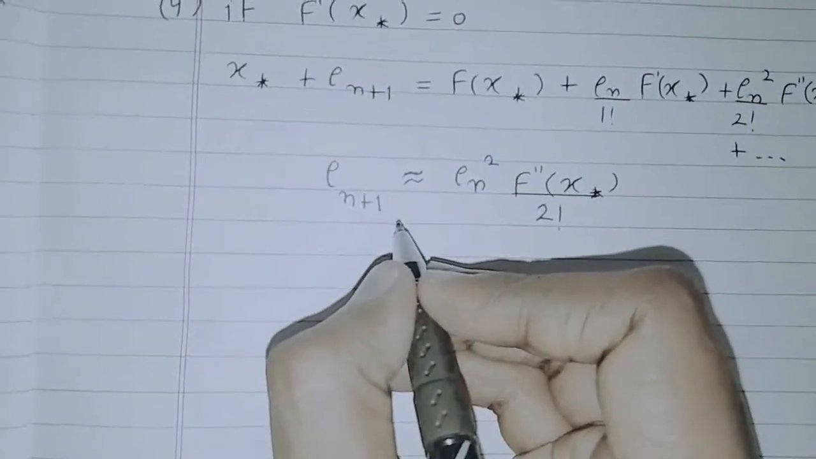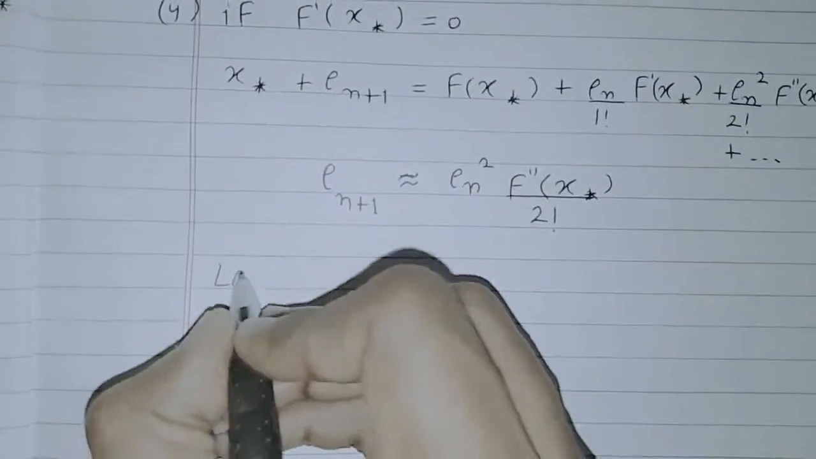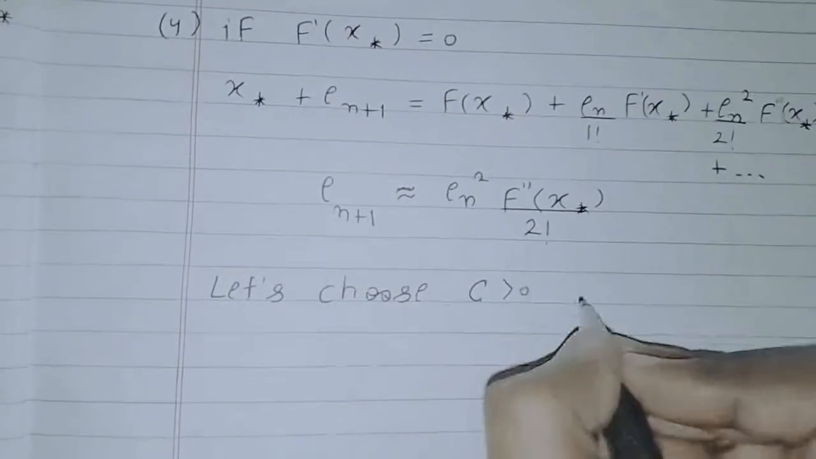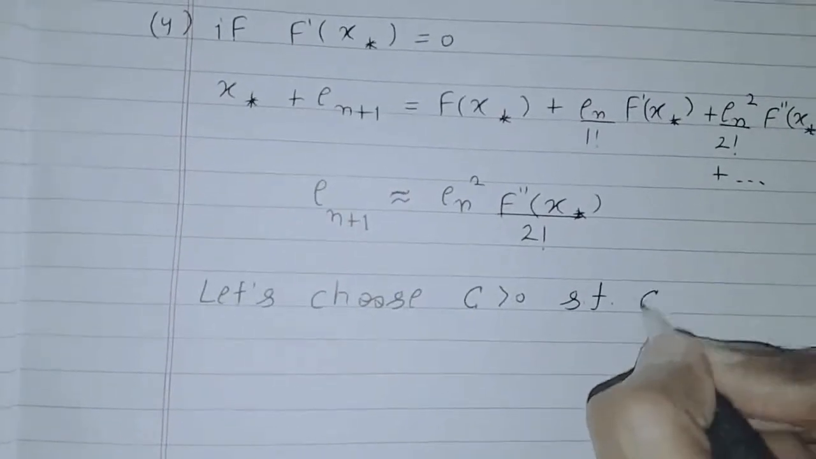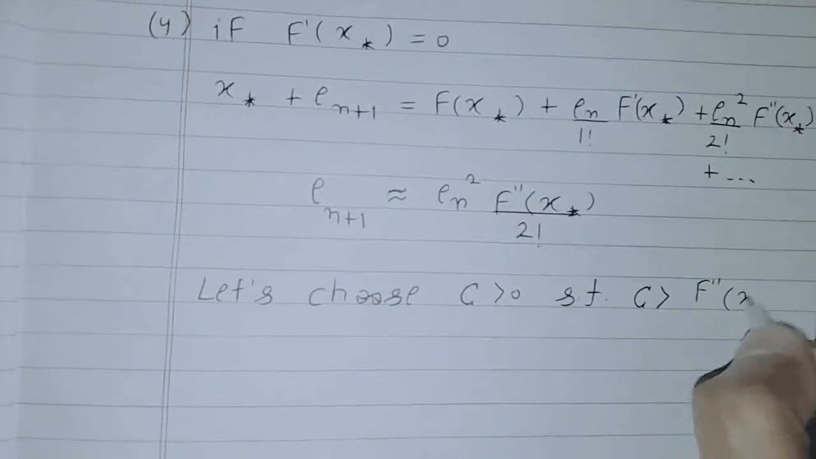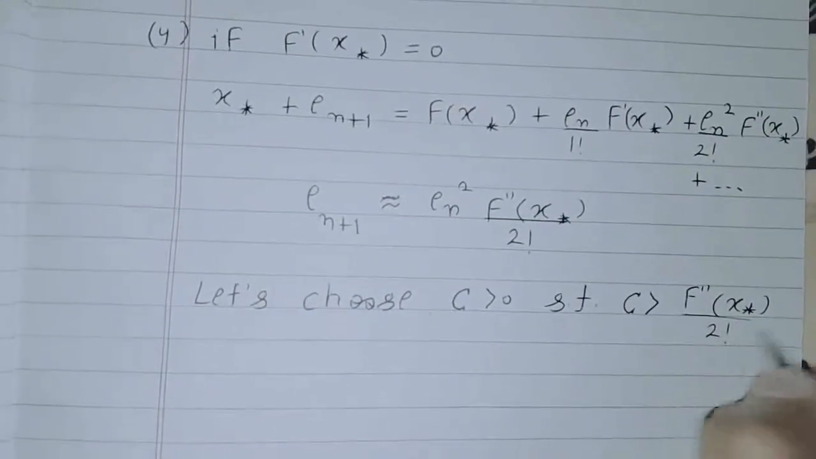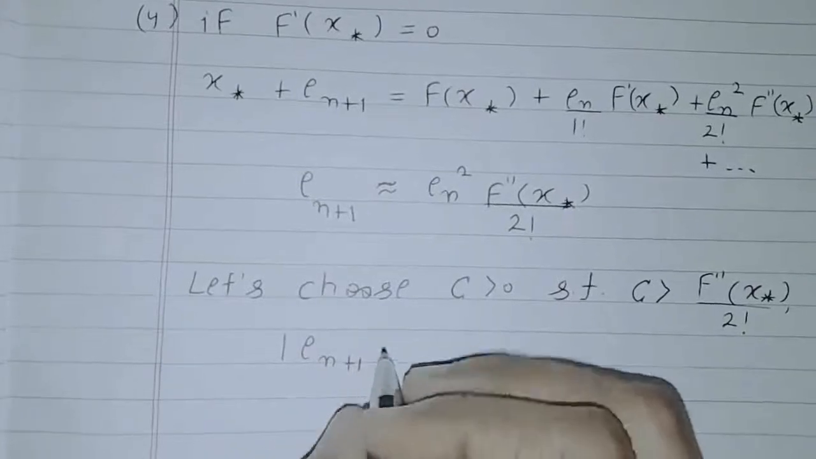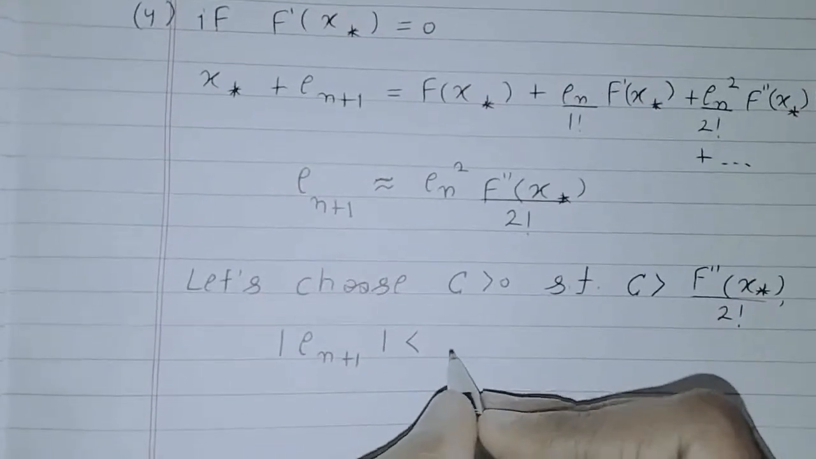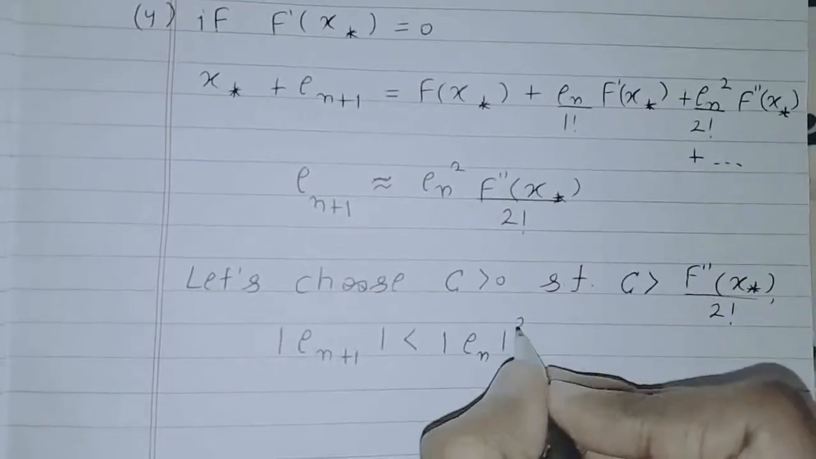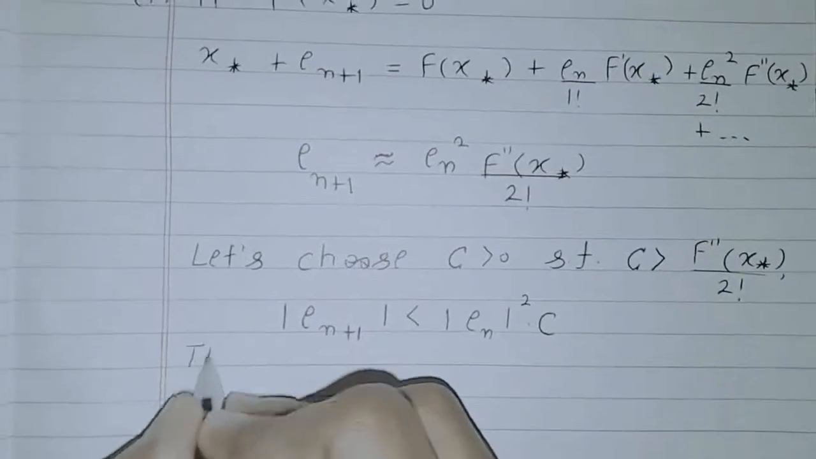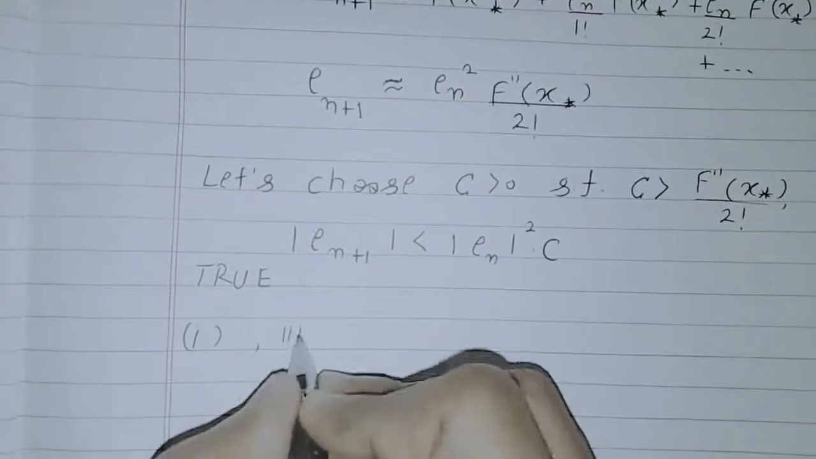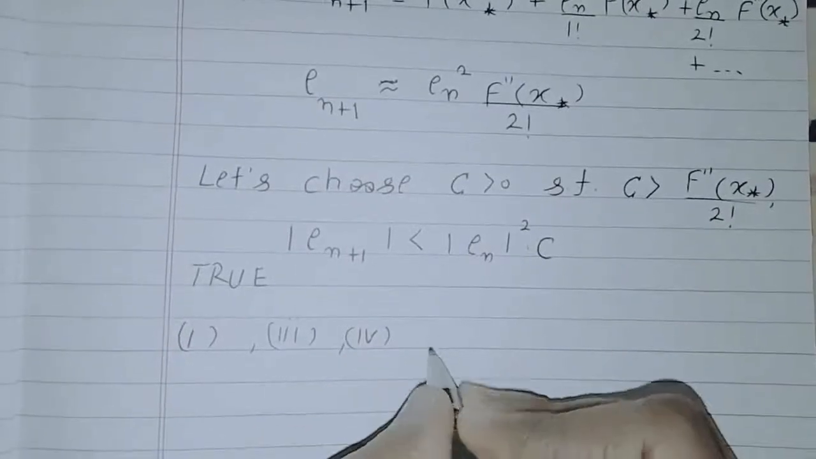Now let us take any positive real number c such that the following holds, then we can write this expression as, therefore option number 4 is also true. So we have option number 1, option number 3 and option number 4 to be true.